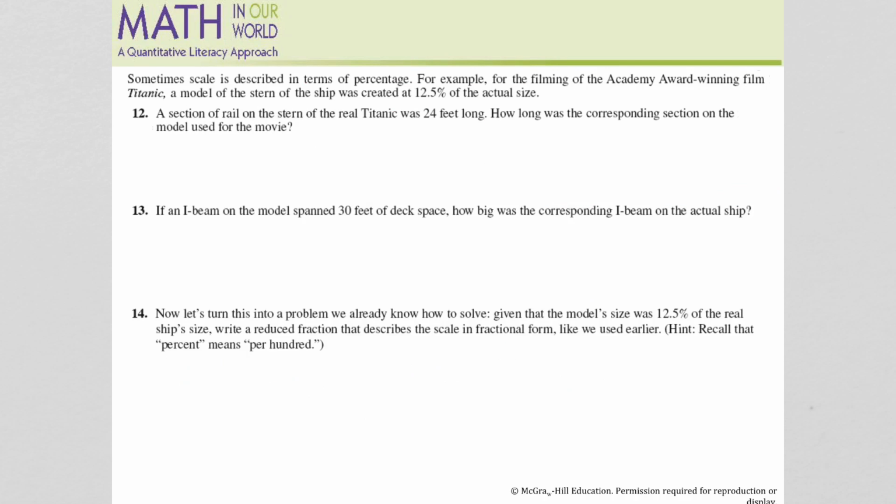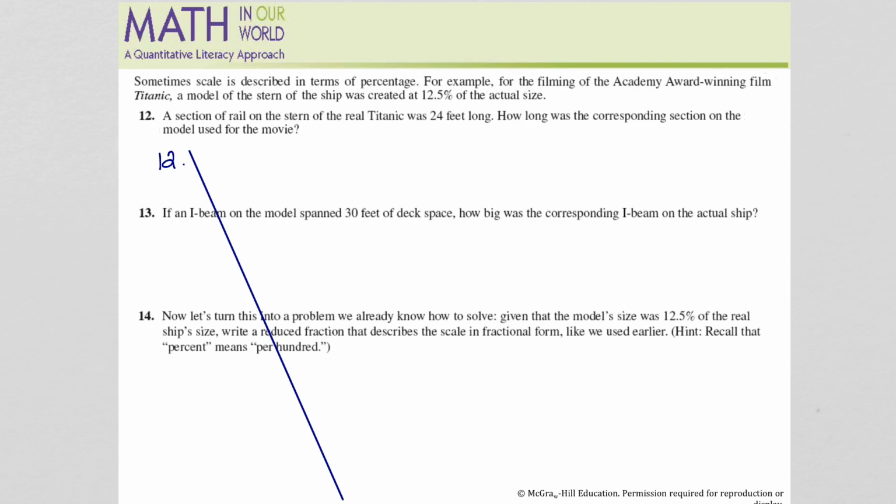Sometimes scale is described in terms of percentage. For example, for the filming of the Academy Award-winning film Titanic, a model of the stern of the ship was created at 12.5% of the actual size. So a section of the rail on the stern of the real Titanic is 24 feet long, or was. I guess it is. It's still down there somewhere. How long was the corresponding section on the model used for the movie? So we need 12.5.